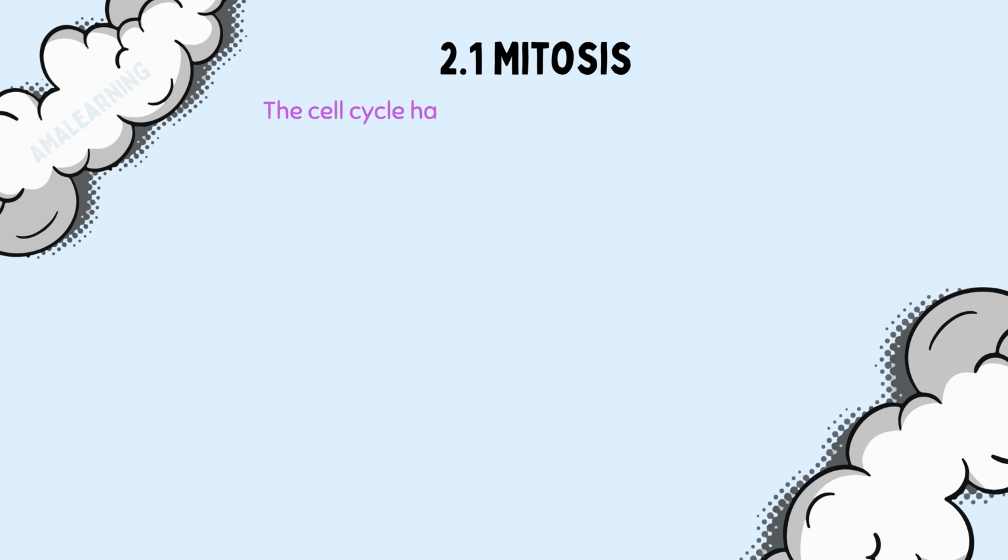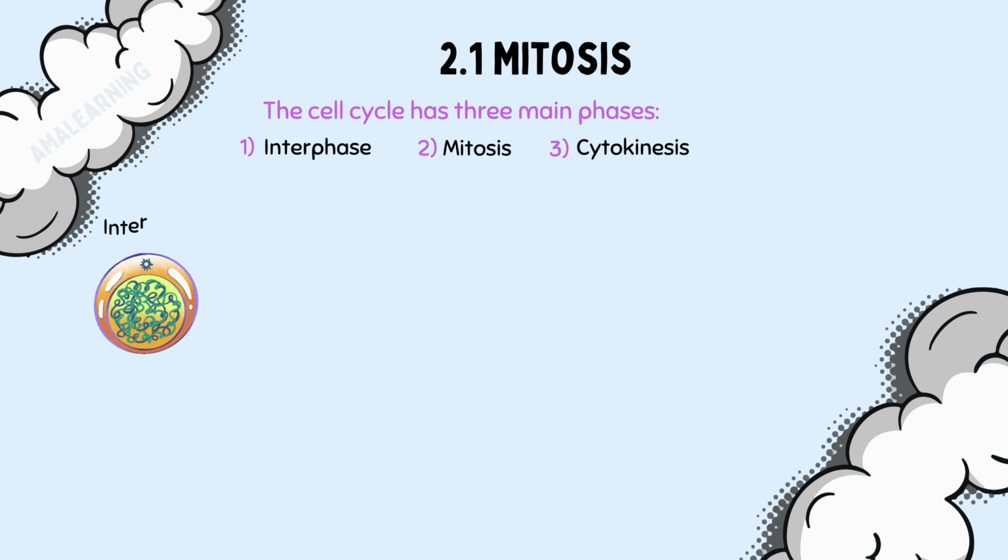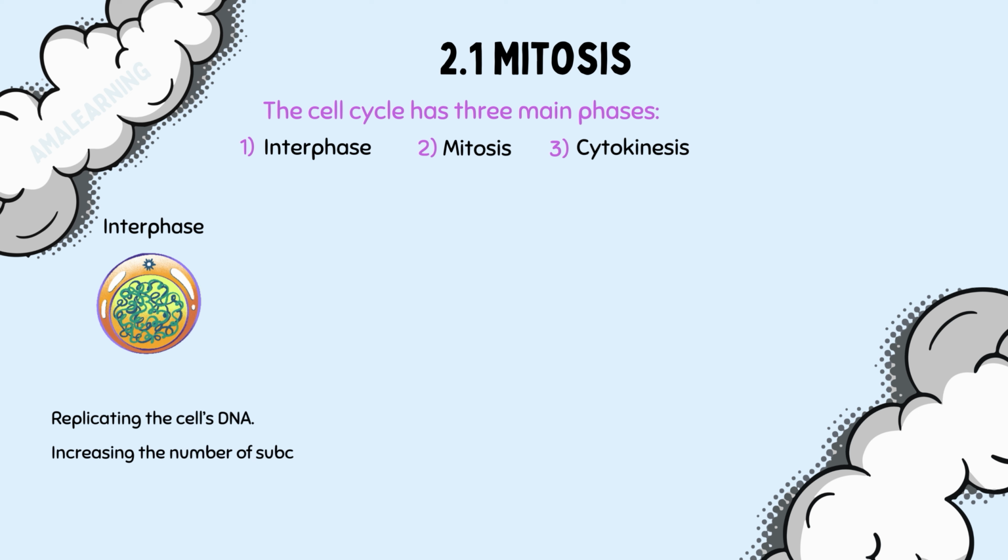The cell cycle has three main phases: interphase, mitosis, cytokinesis. Interphase is the first phase. This is when the cell prepares for division by replicating the cell's DNA, which is in the nucleus, increasing the number of subcellular structures, in other words, increasing the number of mitochondria, ribosomes, and so forth, and increasing the cell's overall size. This happens when the amount of cytoplasm and cell membrane are increased.